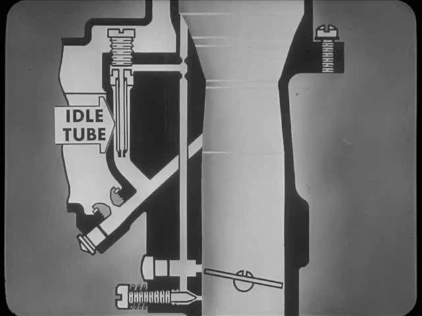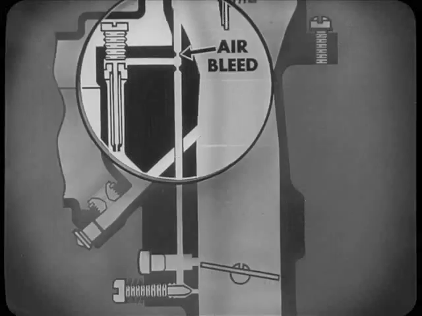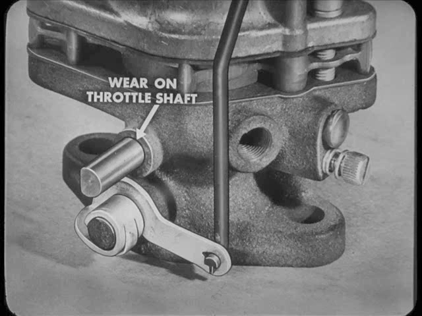Well, a partially plugged or damaged idle tube will affect the mixture and cause a poor idle. An air bleed coated with carbon or dirt will make the mixture too rich. If you see that it's dirty, clean it with a solvent and blow it out with compressed air. Yes, and on older cars, look for wear on the throttle shaft. Air leaks there will upset the mixture and cause rough idle and stalling. Put in a new shaft or replace the throttle body if it's needed.